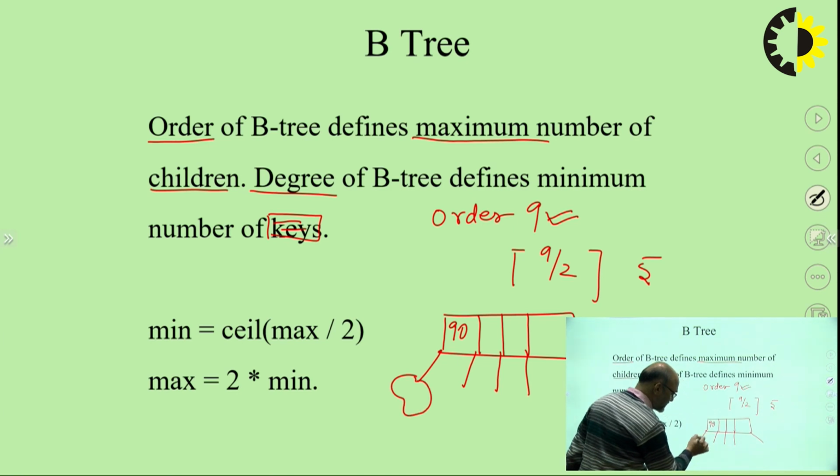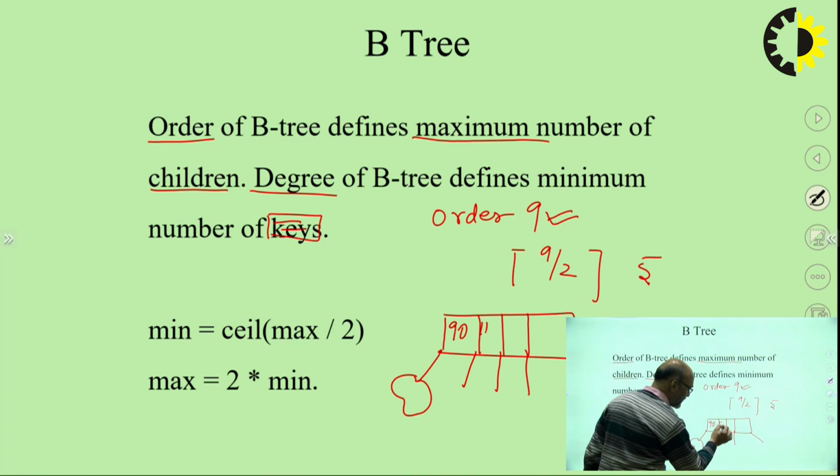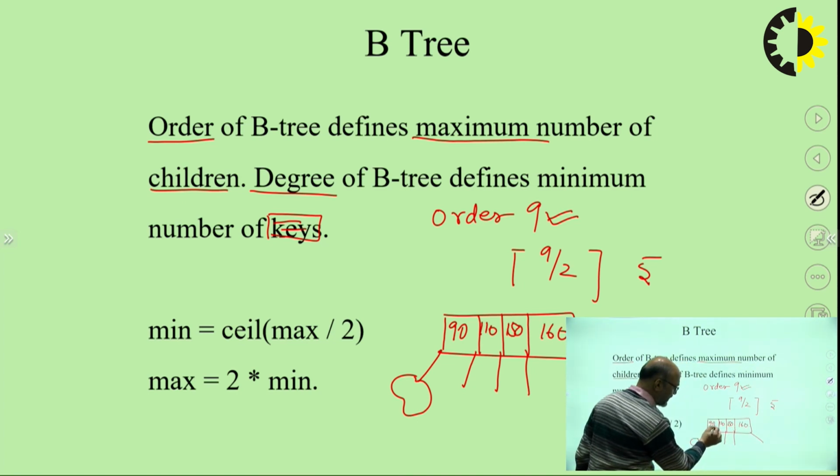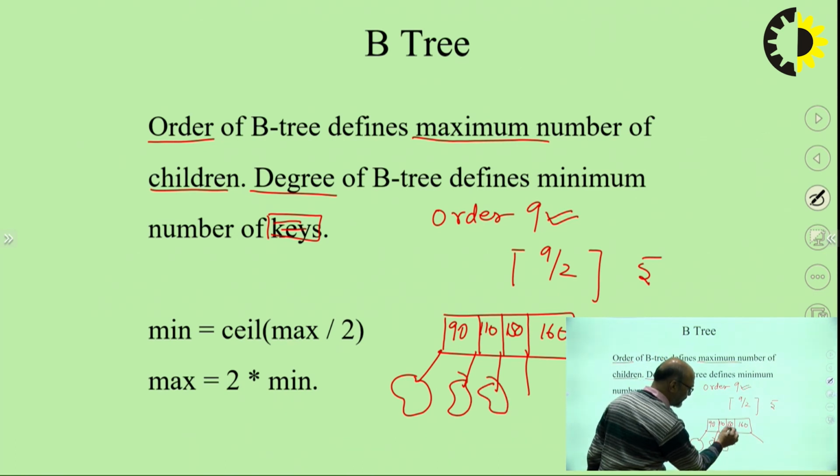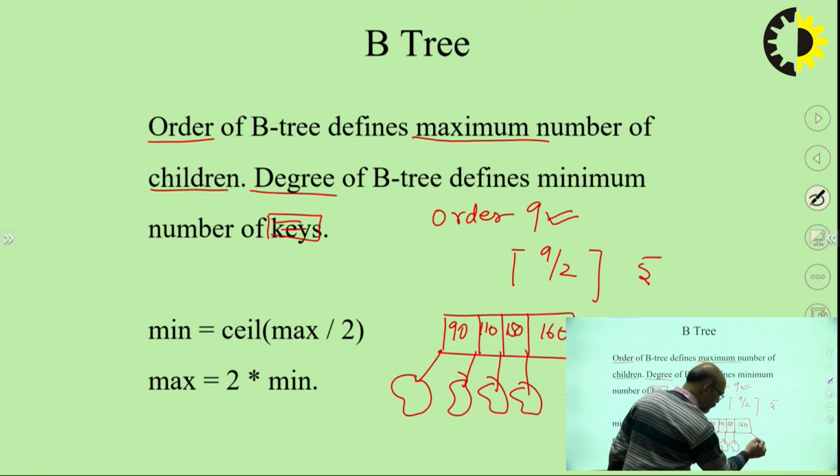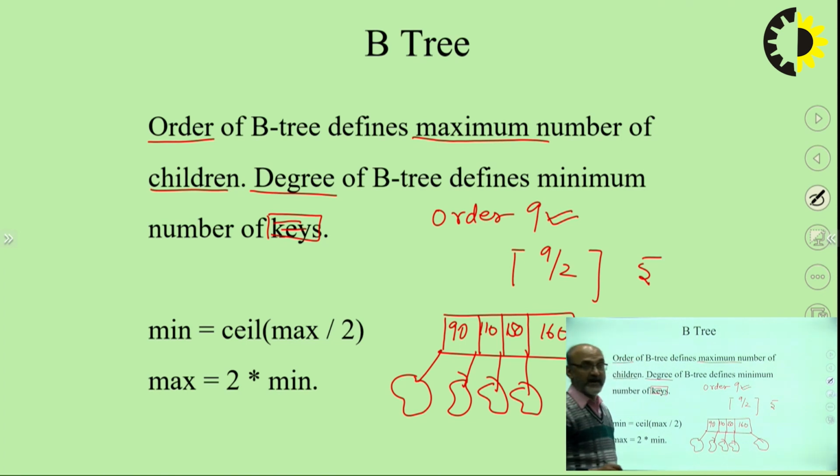Keys less than 90 reside here. Between 90 and 110, all reside here. Between 110 and 150, all there. Between 150 and 160, all there. And more than 160 will reside there. I'm just repeating my statement.